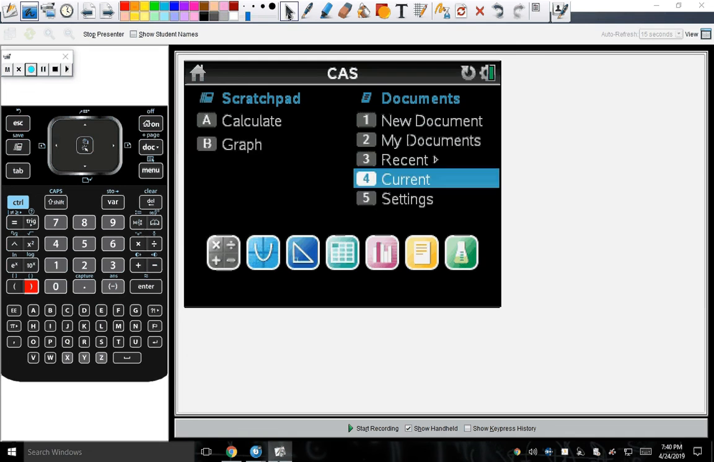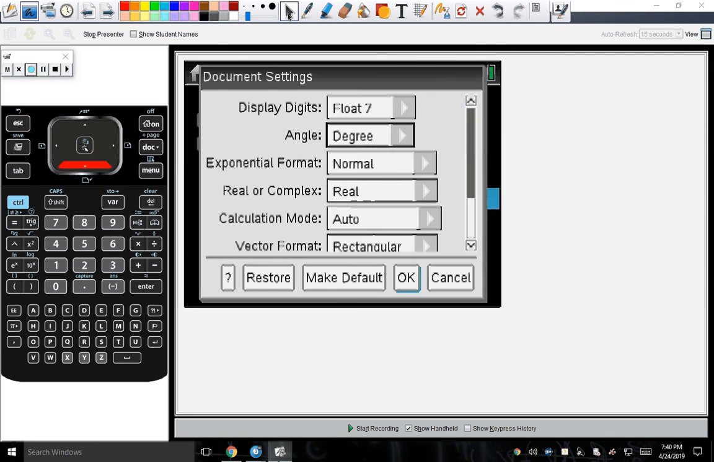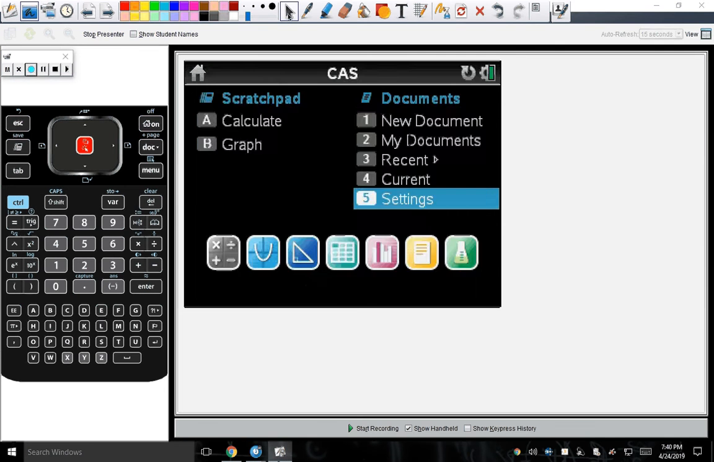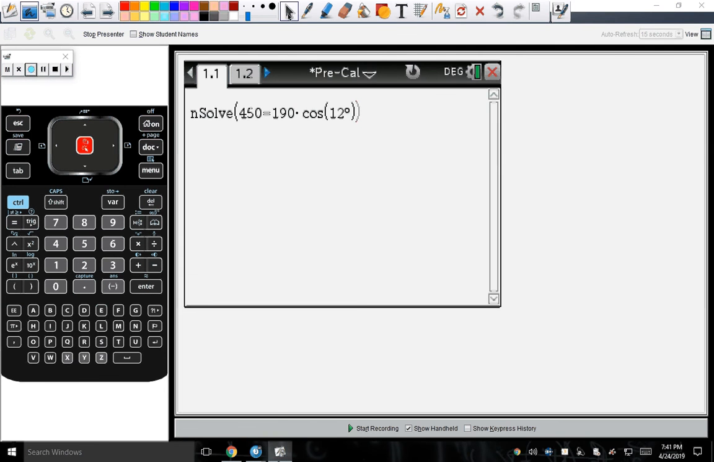Otherwise, just press home 5 2, set this to degrees, then scroll up to make it your default, and then press 4 to go back to your current document. And you'll see at the top right hand corner, you do in fact have degrees. Either way will work, okay?